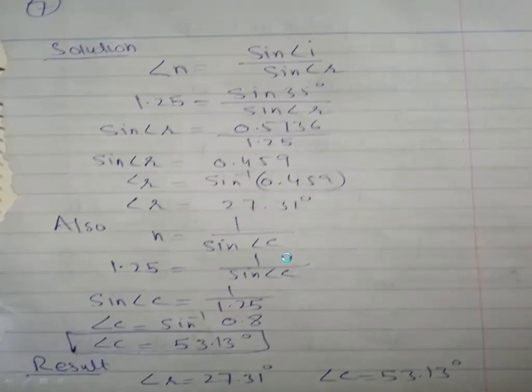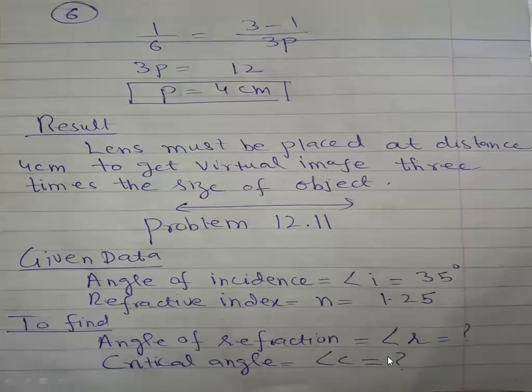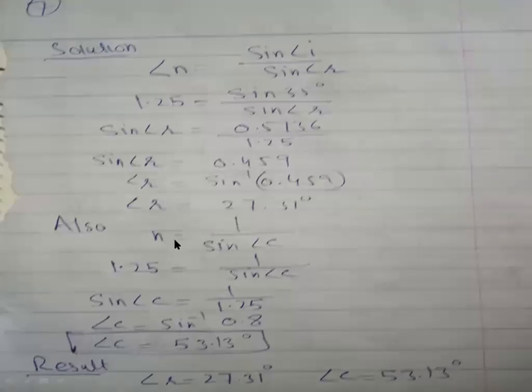And we also want to find the critical angle. That's why I use this formula: refractive index is equal to 1 over sine of the critical angle. Just separate this out, with 1.25 underneath the 1. 1 divided by 1.25 gives you 0.8. Taking sine inverse on both sides, if you take sine inverse of 0.8 with the help of a calculator, you will find 53.13 degrees, which is the critical angle.